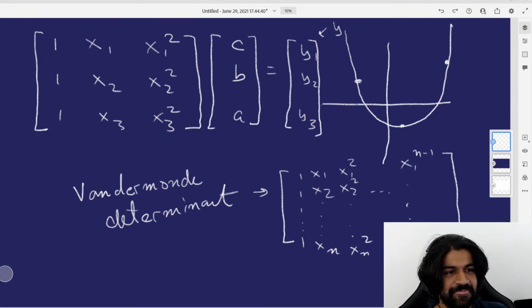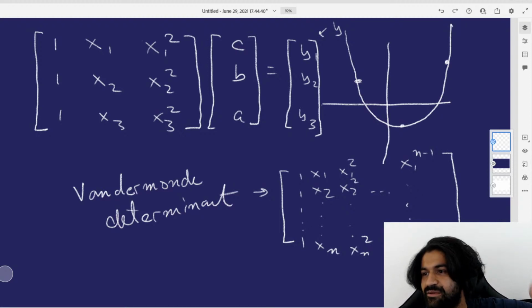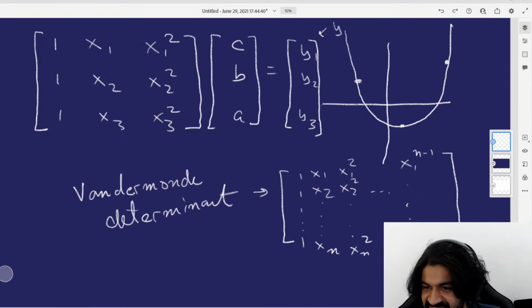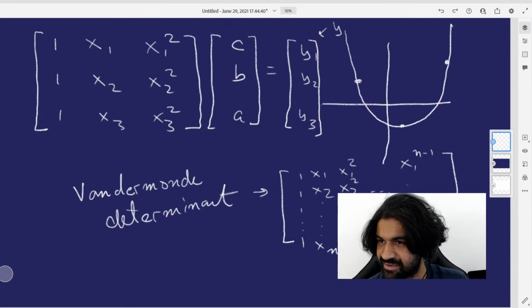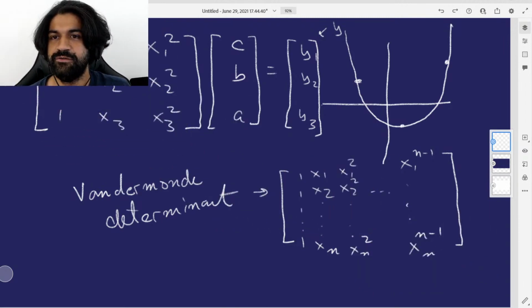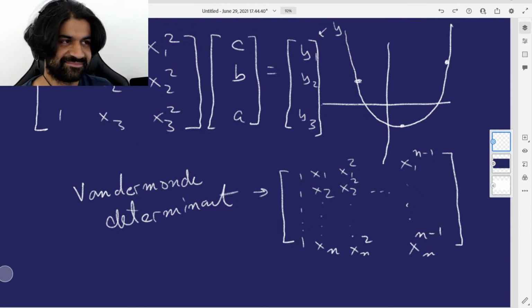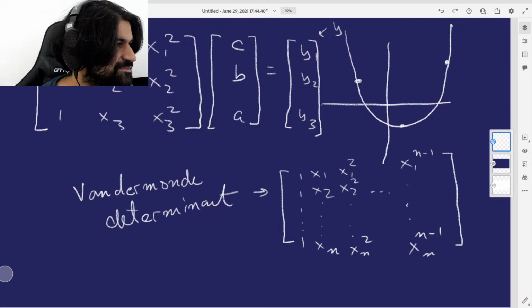So, by the way, the Vandermonde determinant in general for n numbers is going to be the determinant of this matrix. Of course, I'm covering myself up as usual. So let me just put this up there. Okay. Now I want to point something out to you.